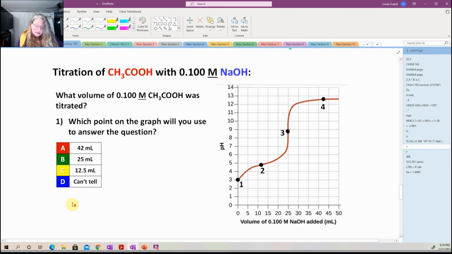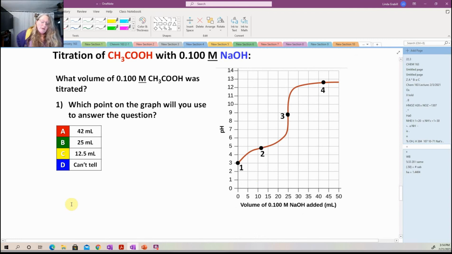So this is the same reaction. I'm using NaOH and my acetic acid, and I want to know what volume of the 1 molar acetic acid was needed to titrate my sodium hydroxide. So take a look at the graph. What point on the graph is going to tell you what you need, and how much do you think you're going to need? So pause and come back.